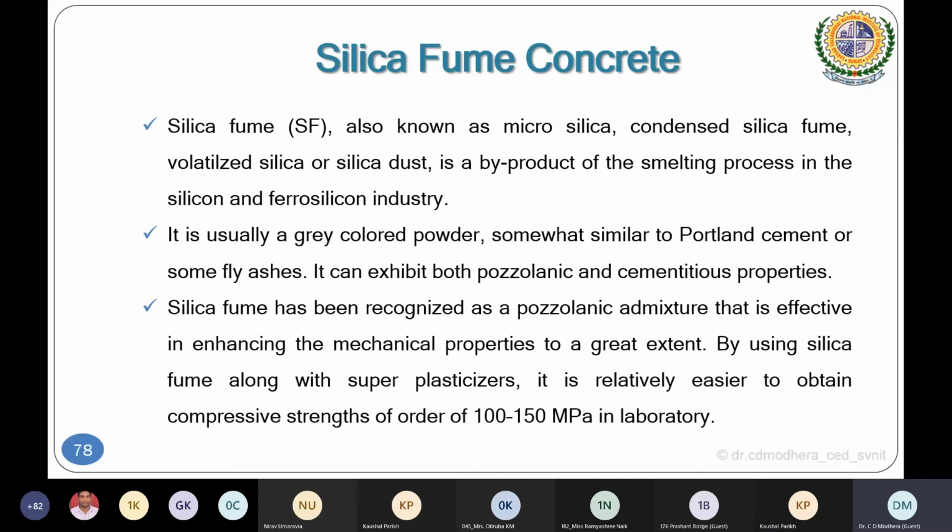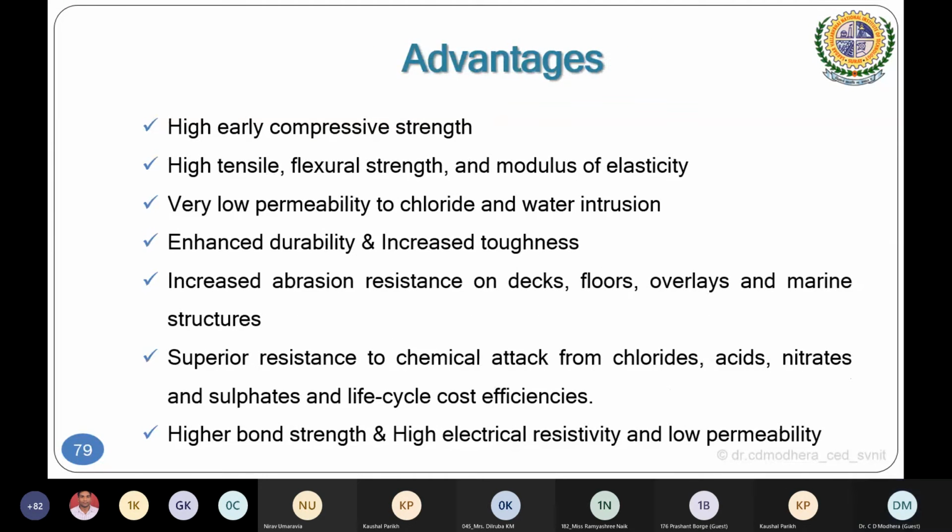Silica fume has been recognized as a pozzolanic admixture that is effective in enhancing the mechanical properties to a great extent when used along with superplasticizer. It is relatively easy to obtain a compressive strength of the order of 100 to 150 MPa in the laboratory. So this is nearby, not ultra high, but like this only. Higher compressive strength we will receive if we use silica fume.